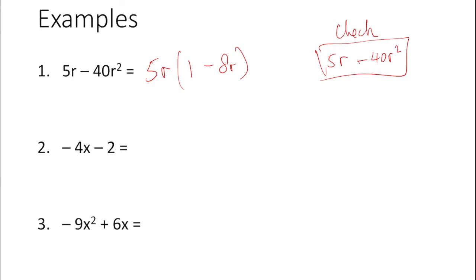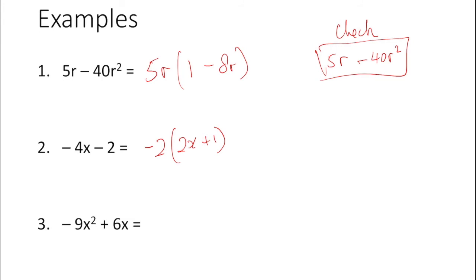What about the next one? You've got a negative and a negative. So in fact, both can be divided by negative 2. If you take the negative 2 out, you will have 2x plus 1. Again, checking it. Minus 2 times 2x is minus 4x. Minus 2 times plus 1 is minus 2. So the answer is correct.